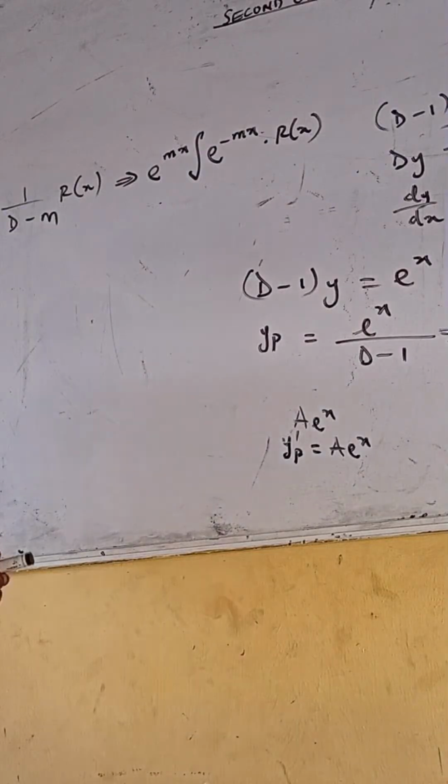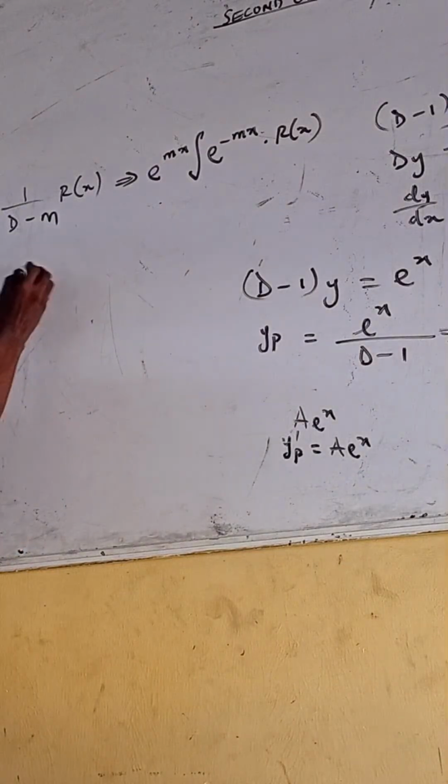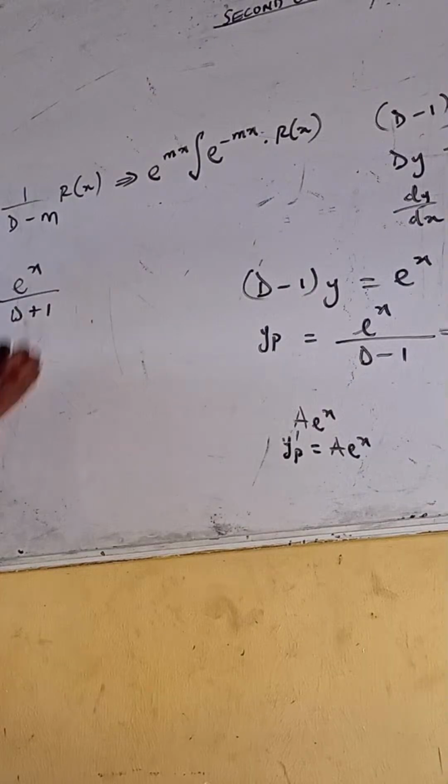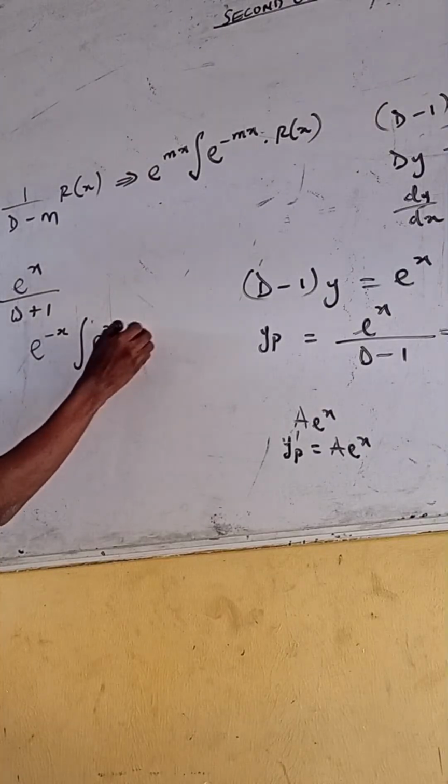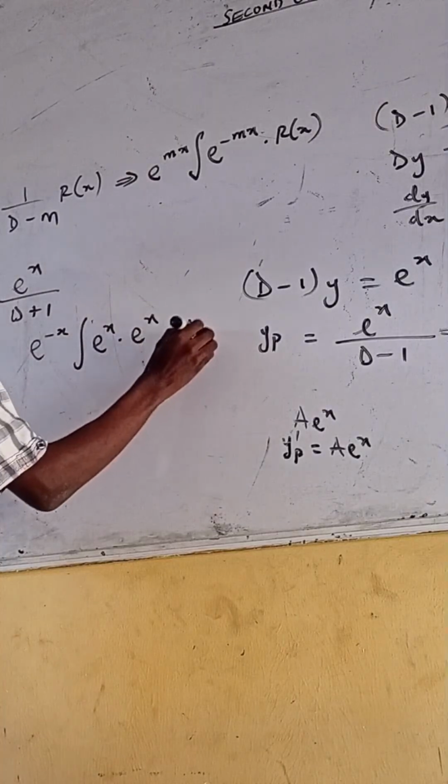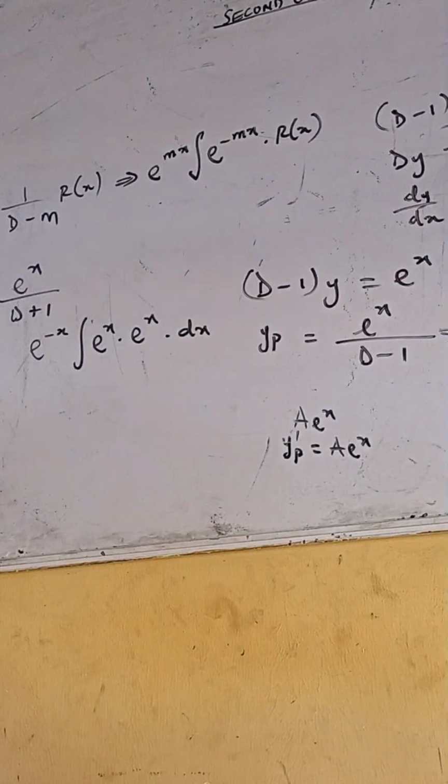So if we are doing something like e raised power x over D plus 1, this one will now be something like e raised power minus x, integral of e raised power x dot e raised power x dx. Do you get what I'm doing? You first neglect the, you take the negative of the one that is here: e minus x, e raised power x. Is that okay?